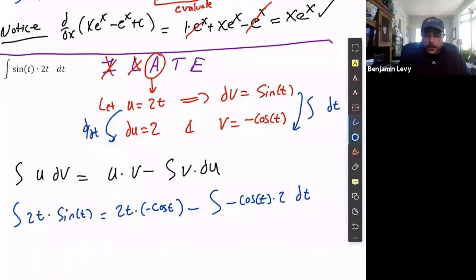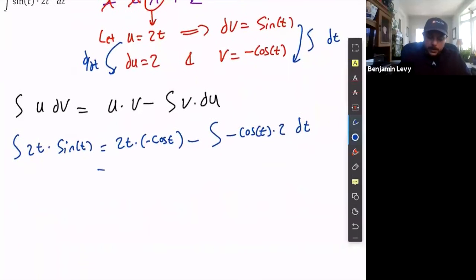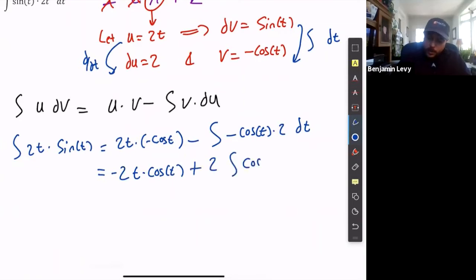And that integral on the right's not too bad, right? Let's simplify it a little bit so it doesn't look so bad. That's a minus 2t cosine t. And then the two minuses cancel into a plus, and we'll have plus 2 integral cosine. That's pretty easy, right? See if that looks okay. So we get a plus in the middle because you have a double negative that cancels there. And cosine just becomes sine.